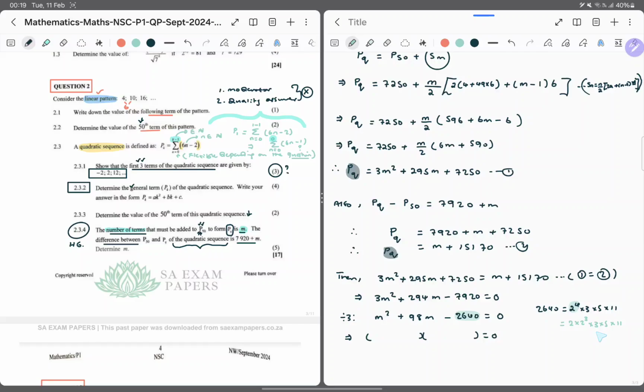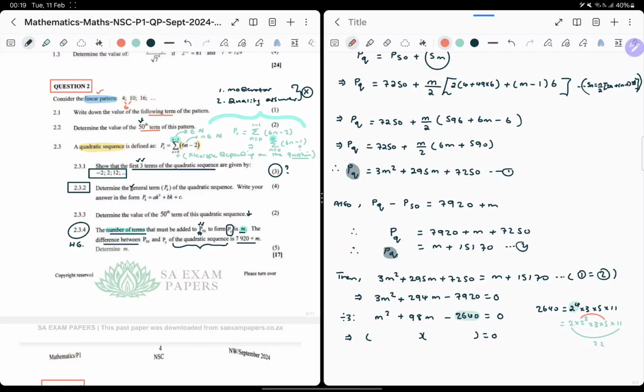Now let's see, what if we say this and this? 2 by 11 is 22, right? Now let's see what happens with these ones. What do we get? I think it's going to work. So this is 8 times 3 times 5.